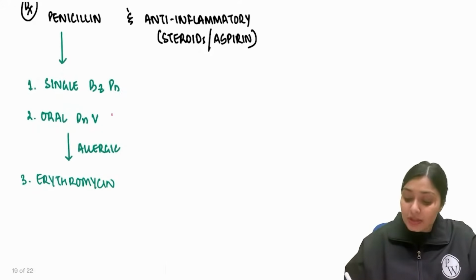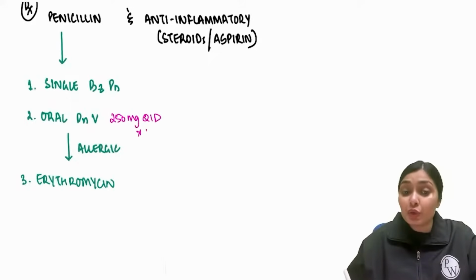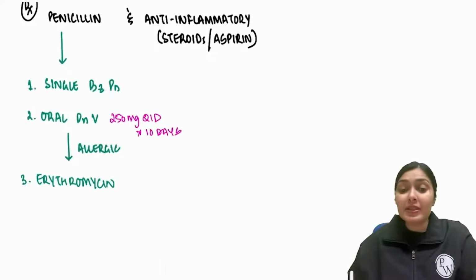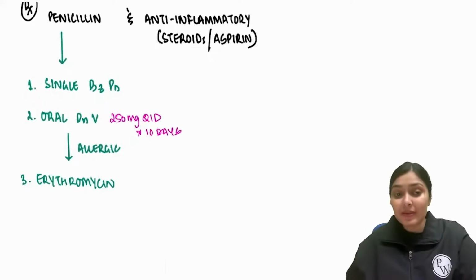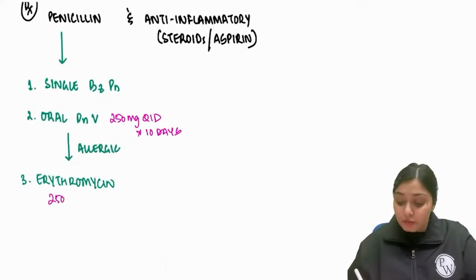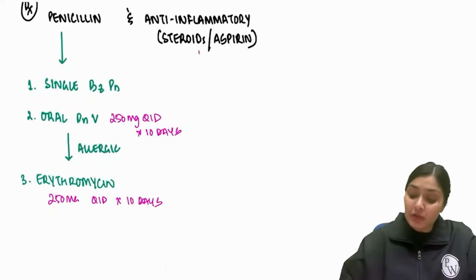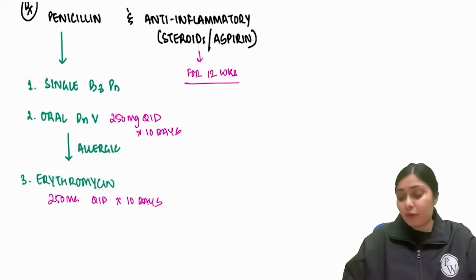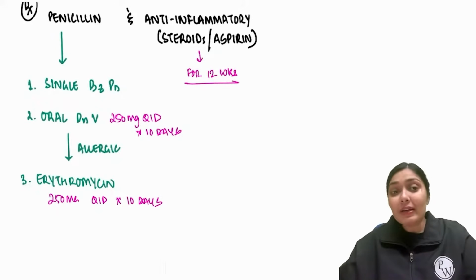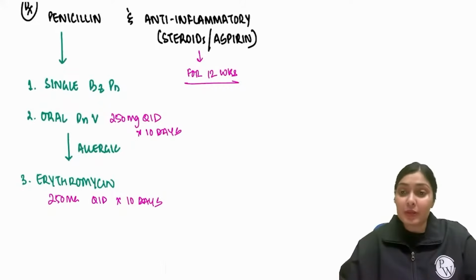The dosage is 250 mg 4 times in a day. This we continue for 10 days. If the child is allergic to penicillin, the second alternative is erythromycin. The dosage is similar, 250 mg 4 times in a day for 10 days. And what about the anti-inflammatory drugs, steroids and aspirin? We continue that for 12 weeks. So this is the management or treatment.